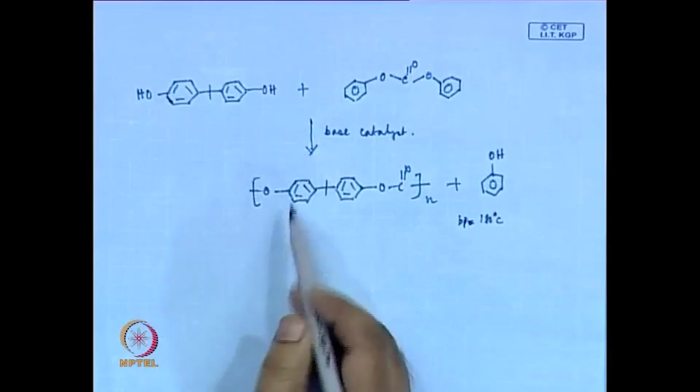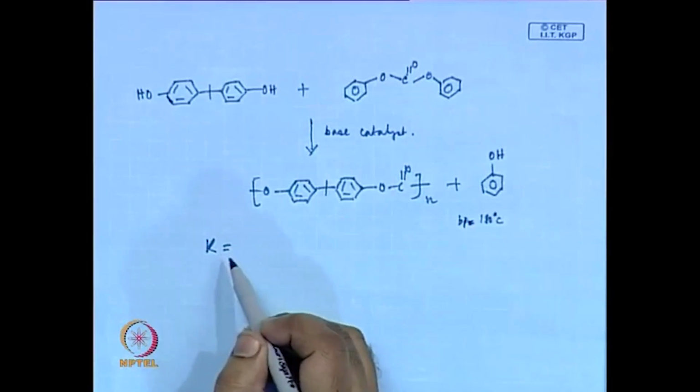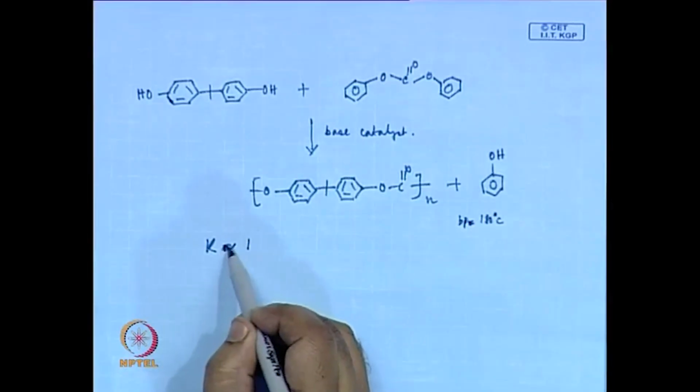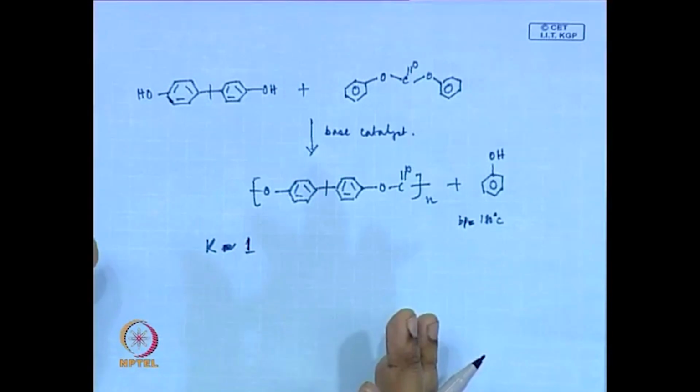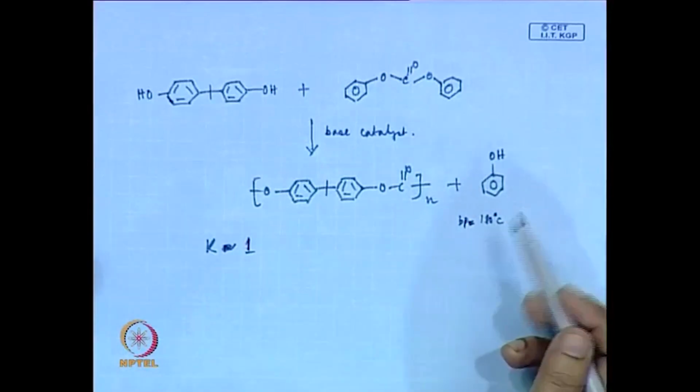Now, the K of this equilibrium reaction is close to 1, which means that if you do this reaction in a closed system without taking phenol out of the system, you will end up with an average degree of polymerization of 2. Okay. It will end up in a dimeric state. So, naturally the reaction is done in such a way that phenol is taken out of the system, and the reaction is done at very high temperature. So, the viscosity is lower, so that you can take out the phenol molecule.